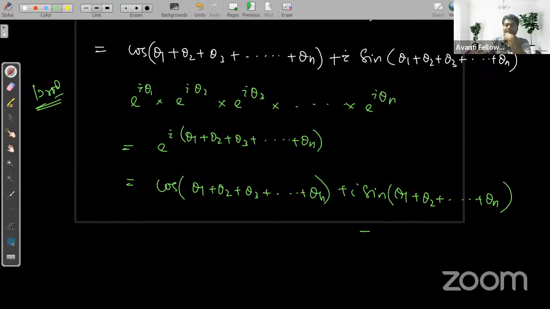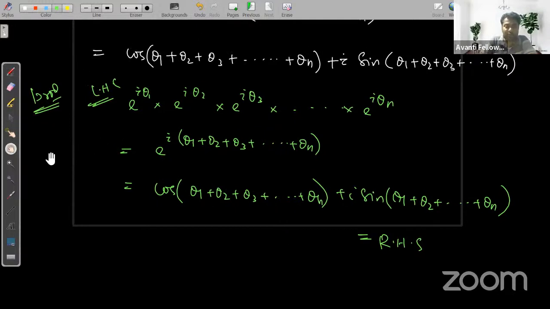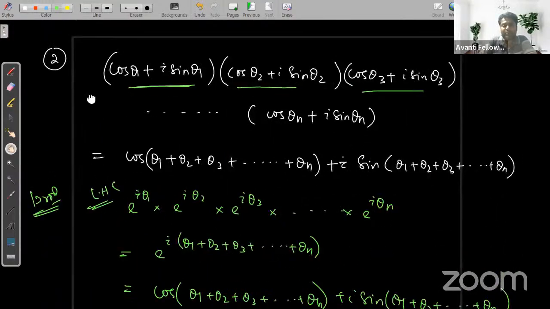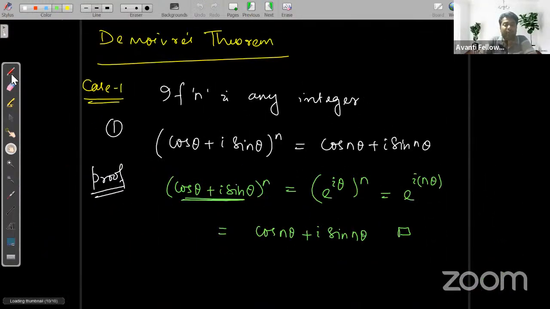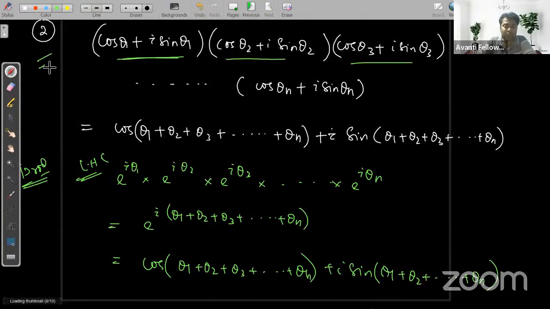Yes or no? So this is my left hand side. Now it is proved, everyone. Yes, it is proved. So this is all about your case 1, when this is my case 1 and this is my case 2 and it is also proved. Clear? So both the statements of case 1 are proved.